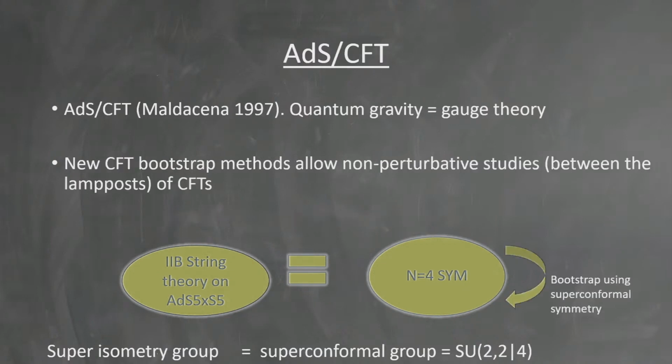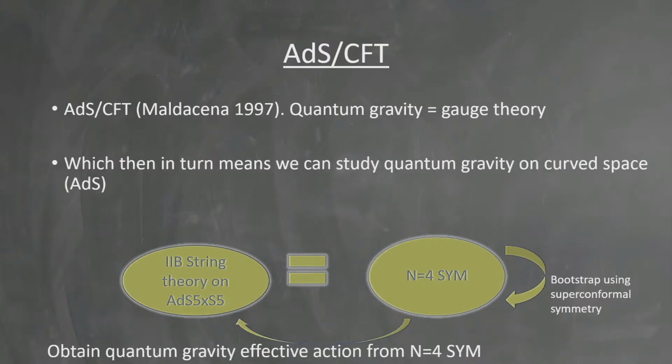Nowadays, another recent development is the so-called bootstrap in conformal field theories, enabling us to compute things that we wouldn't normally be able to compute. So non-perturbative things, things where there are strong interactions, we can compute them here and get predictions for things on the quantum gravity side.